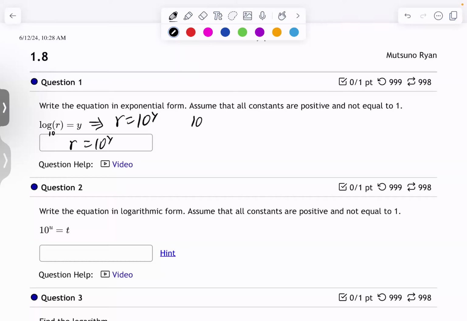By the way, you could write it 10 to the y equals r. That's the exact same answer. There is no difference as far as we're concerned. It'll depend on the problem. One might be more useful than the other.